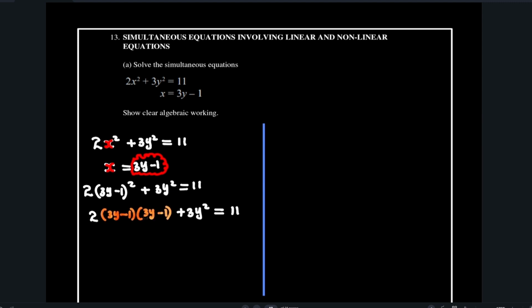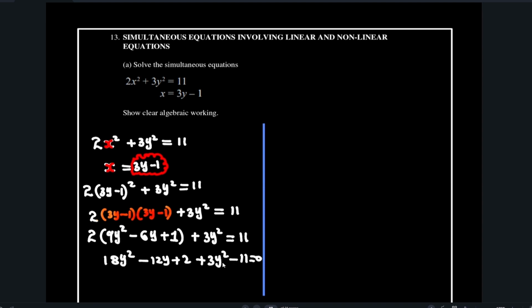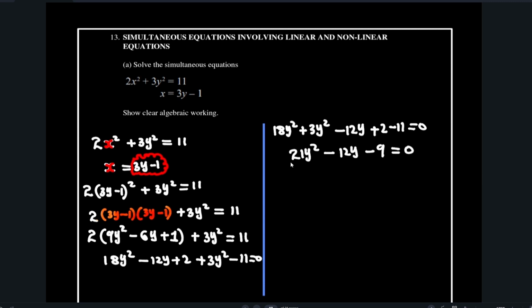Expanding this is going to translate to 2 into 9y squared minus 6y, because I've moved 2 steps ahead. So try to expand that, you're going to get this. So this is going to be plus 3y squared equals 11. Then we open the brackets and put the like terms together, and also move 11 to the other side. 11 was positive, so once it comes to the other side of the equation, it becomes negative. So this is going to translate to 21y squared minus 12y minus 9 equals 0.